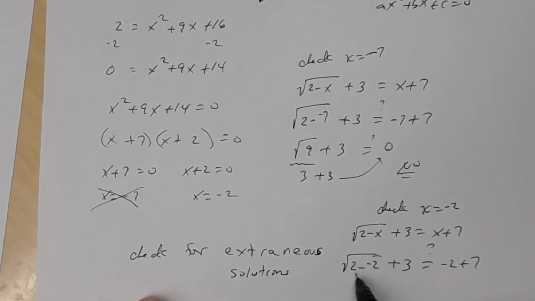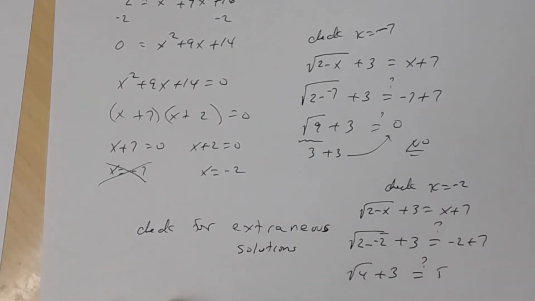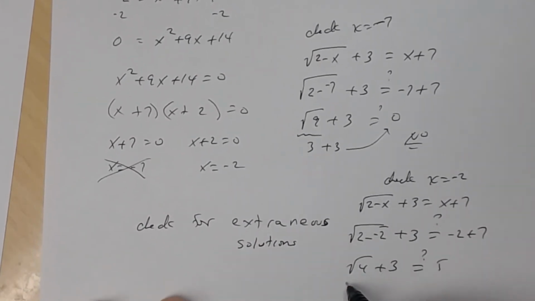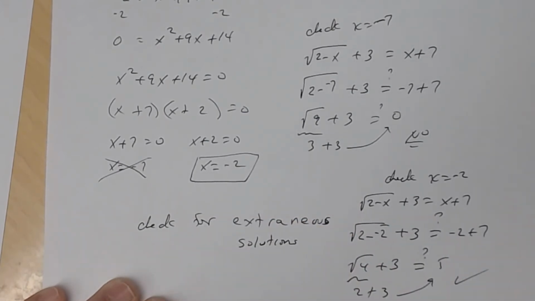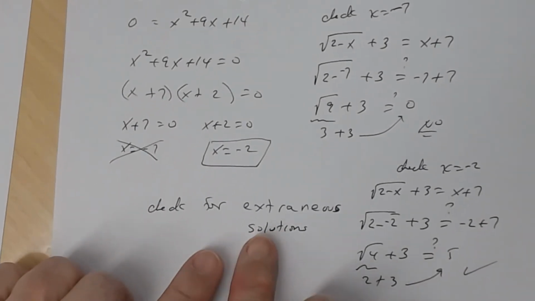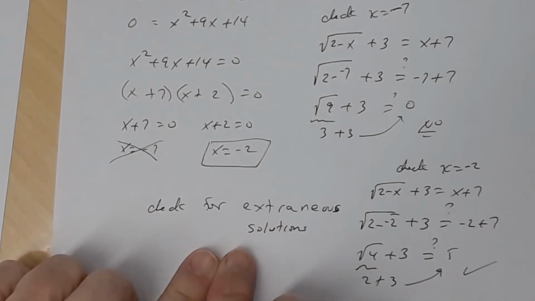Well, 2 subtract negative 2 is 4, because it's 2 plus 2, which is 4. So that becomes the square root of 4 plus 3. And on this side, negative 2 plus 7 is 5. Well, the square root of 4 is 2, and 2 plus 3 is indeed equal to 5. So the only solution is x equals negative 2. That's your solution. So again, you have to check for extraneous roots.